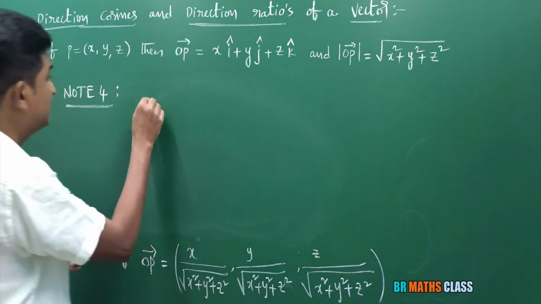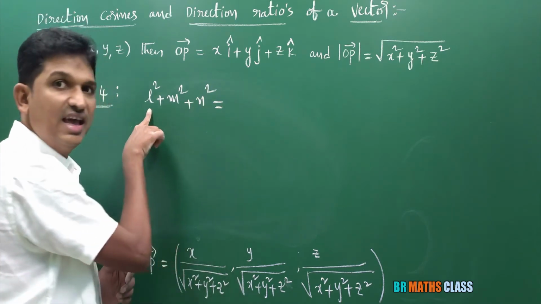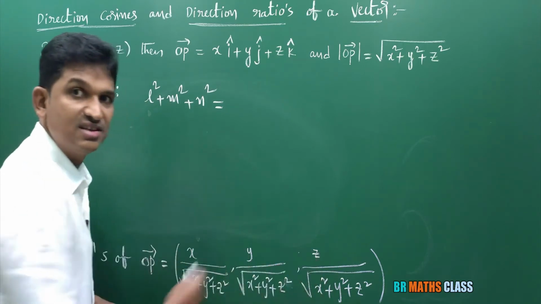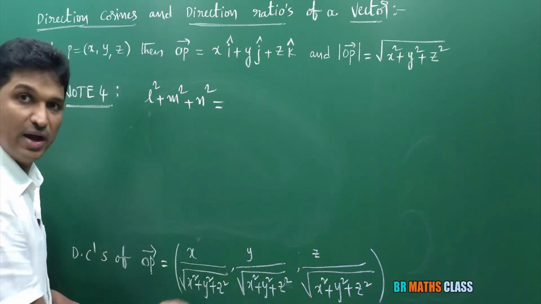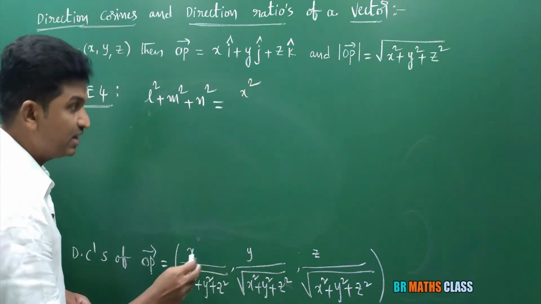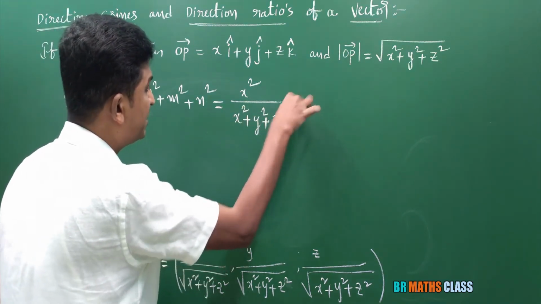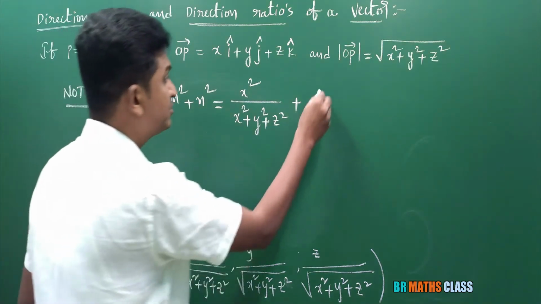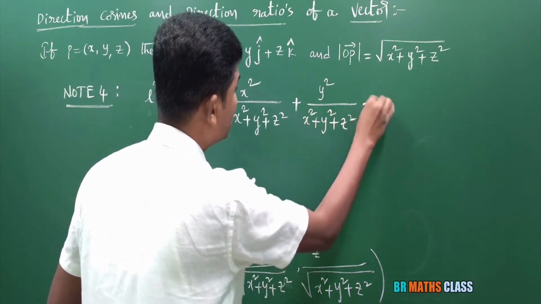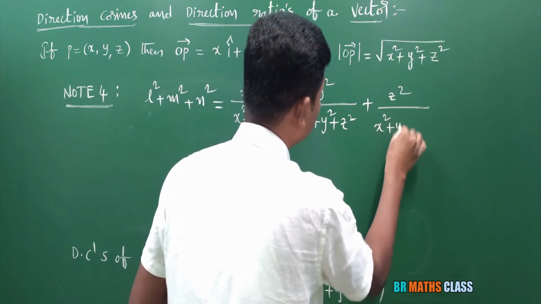If you observe this, L square plus M square plus N square value, what is L? L is cos alpha. This is L, this is M, this is N. What is L square? Square this. When we square this, the root will get cancelled, and you will get L square as x square divided by x square plus y square plus z square. M square is y square divided by x square plus y square plus z square. N square is z square divided by x square plus y square plus z square.